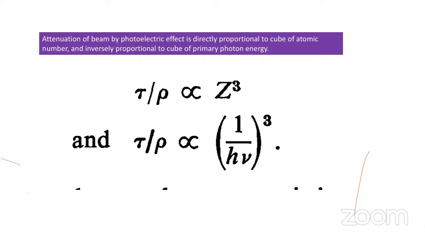So this is directly proportional, on top you see, for the photoelectric effect, directly proportional to Z cube. That means the cube of the atomic number. That means as you increase the atomic number, the photoelectric effect increases by the cube. That means it's very heavily dependent upon the atomic number. And it is also inversely proportional to the cube of the photon energy, so this is h mu. So there are two main things for the photoelectric effect. It's very important to remember.